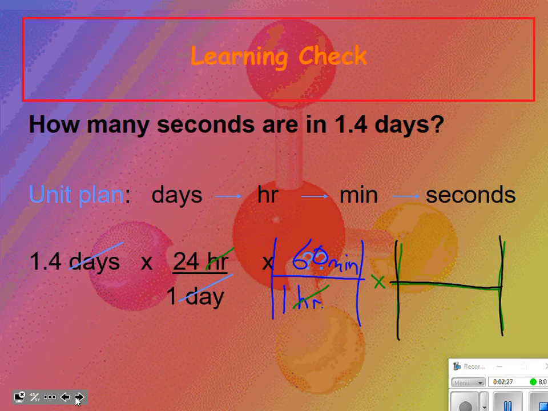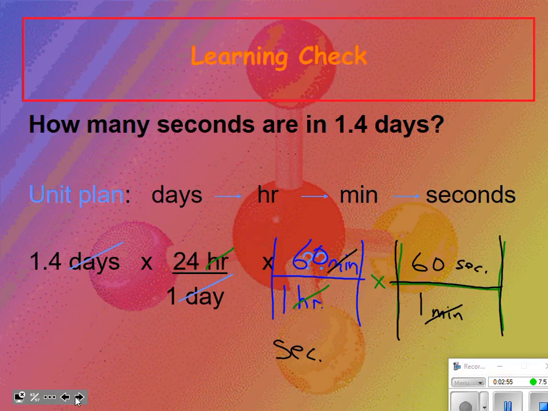What's on my top now? Okay. 60 seconds. What's on bottom? 1 minute. So I get a cancellation there. What is my final label? Seconds. So my answer is going to be seconds. How am I going to calculate this final answer?